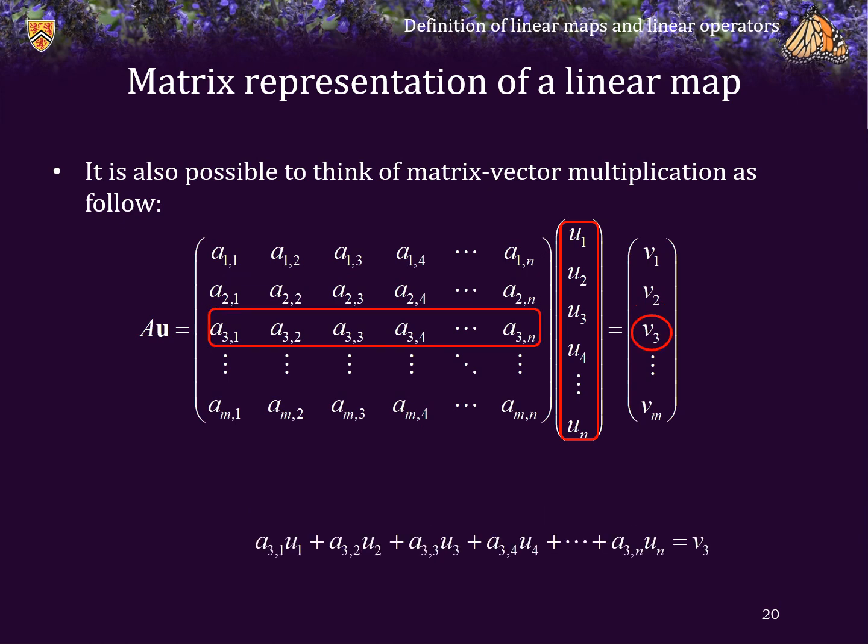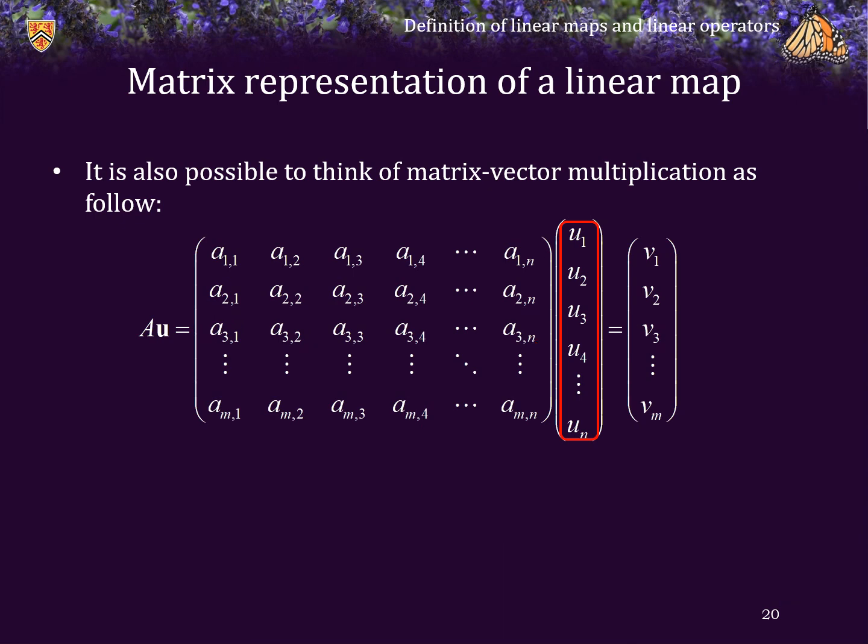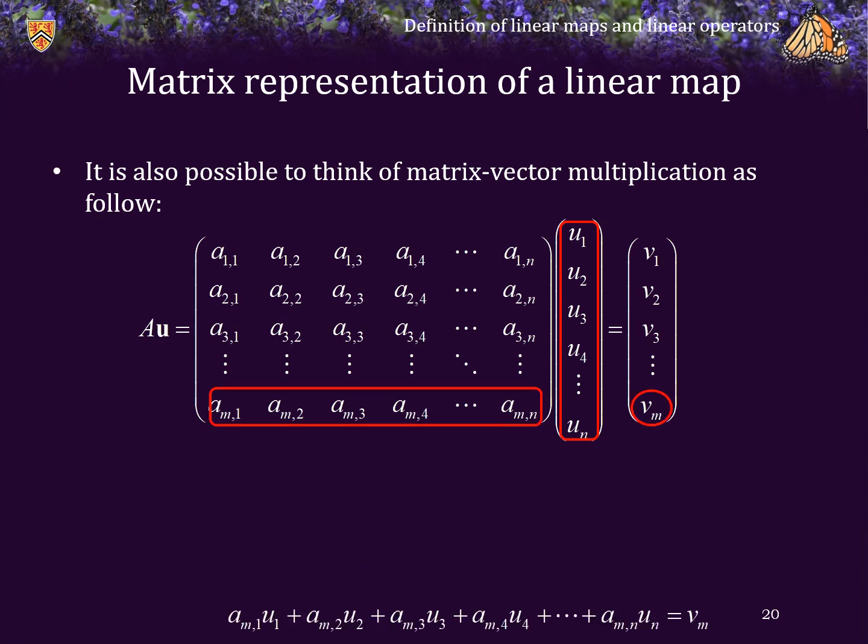We can do so for the third entry of the image. Again, element-wise multiplication of the third row times the corresponding entries of the vector u, and so on and so forth until we get to the very last row. And to calculate the last entry vm, we once again multiply the corresponding pairs of elements, am1 times u1 plus am2 times u2 plus so on and so forth to get the last entry v sub m.